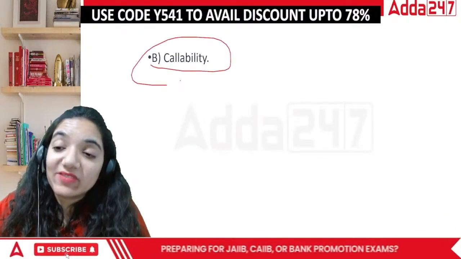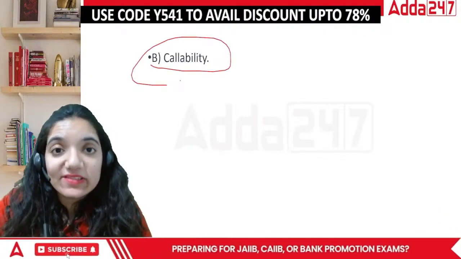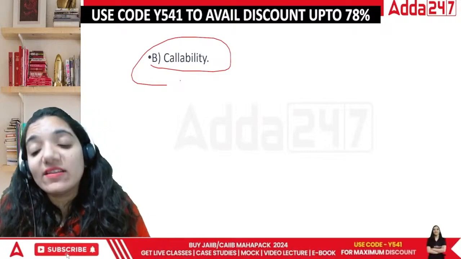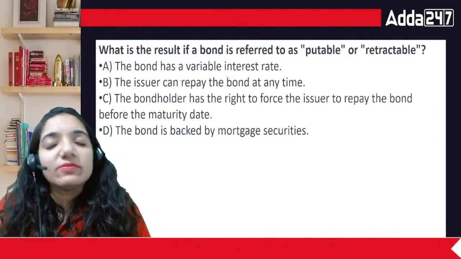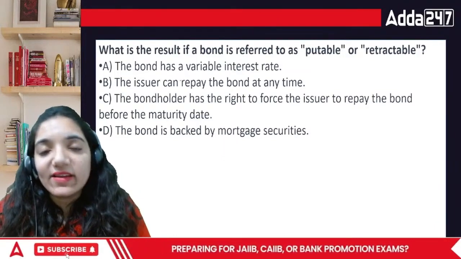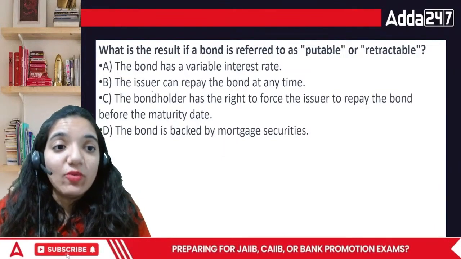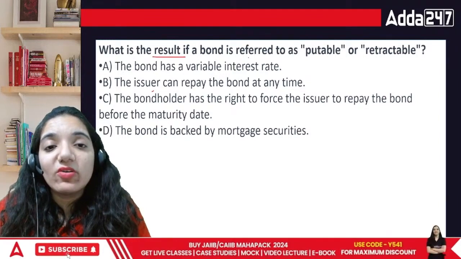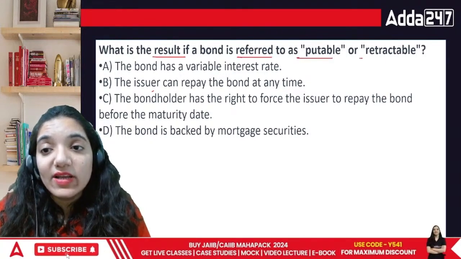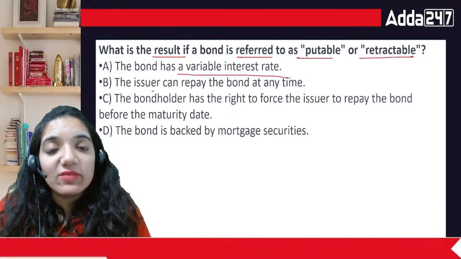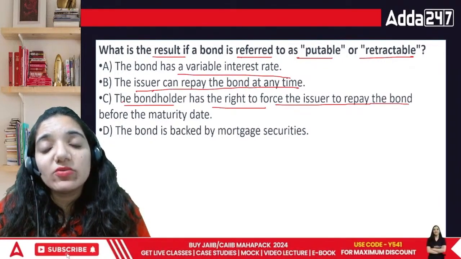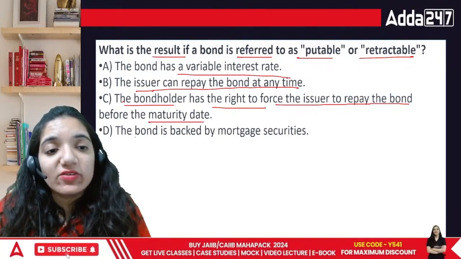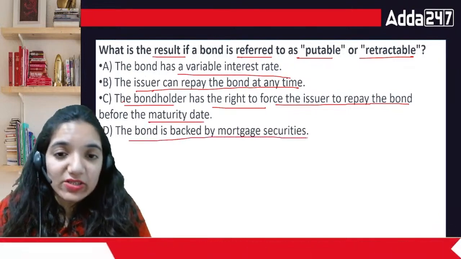Bonds are callable as well as bonds are putable. Matlab in this case, the company had the right, and now investor also had the right. What is the result if a bond is referred to as putable or retractable? The bond has variable interest rate. The issuer can repay the bond at any time. The bond holder has the right to force the issuer to repay the bond before the maturity date, or the bond is backed by a mortgage security.